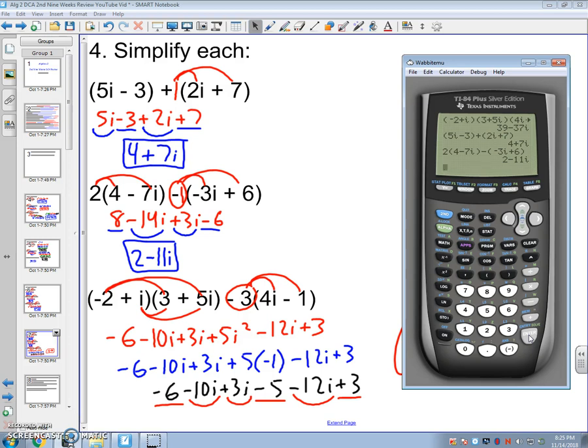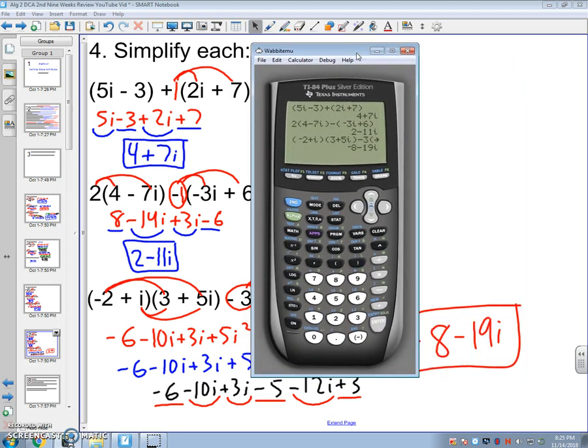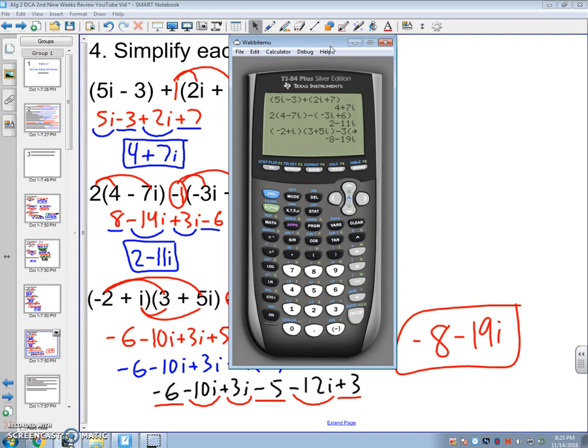And the last one, long one, -2 plus i, 3 plus 5i, minus 3, parentheses 4i minus 1, enter. We get -8 minus 19i, which is exactly what we have.